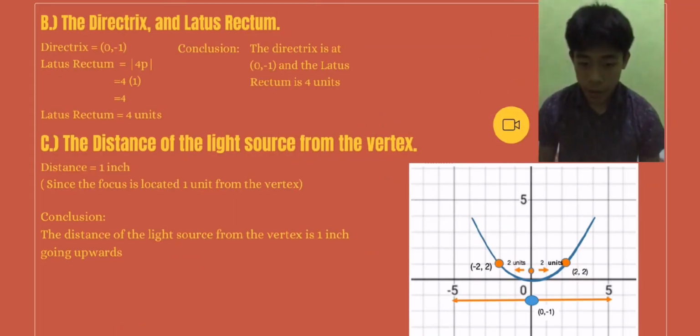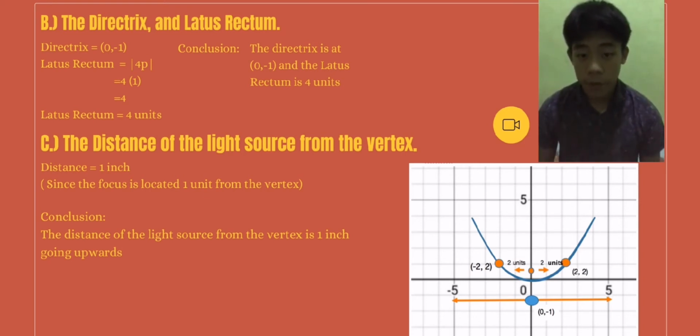Letter B asks for the directrix and latus rectum. Knowing that the directrix is always the opposite of the focus, we simply turn the positive 1 on our focus into a negative 1. So this will lead us to the answer of (0, -1).